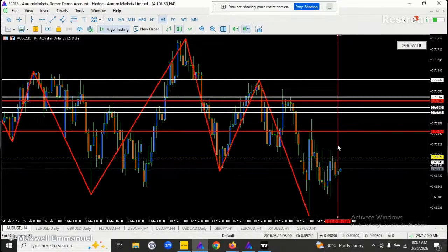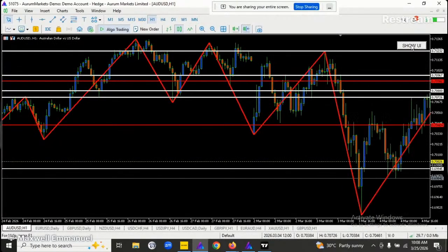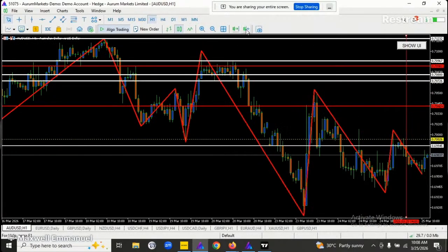Immediately after the news got released, you can see that the Australian dollar lost value against the dollar. It sold after the news got released.